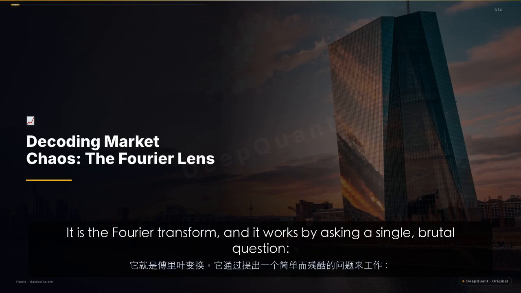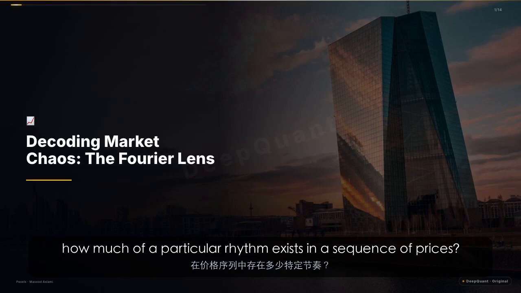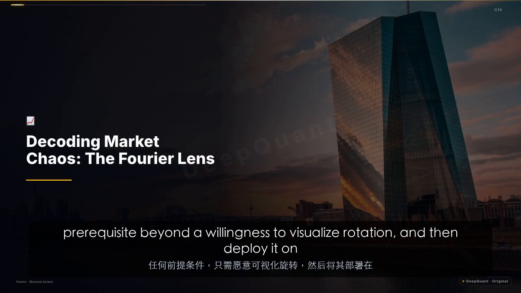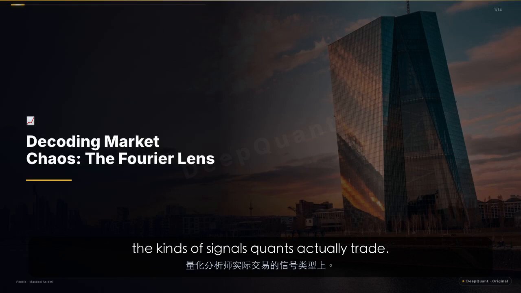It is the Fourier transform, and it works by asking a single, brutal question: how much of a particular rhythm exists in a sequence of prices? Over the next few minutes, we build that engine from scratch, with no prerequisite beyond a willingness to visualize rotation, and then deploy it on the kinds of signals quants actually trade.